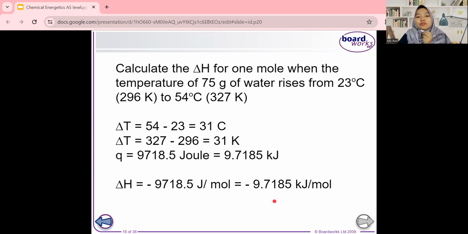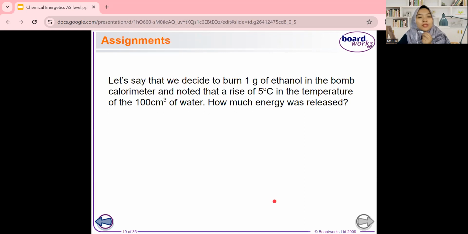Okay, if you're confused, do not hesitate to ask me. And for your homework, I leave you this question so you can try to solve it to master this topic. So please try to answer this question. Okay, so I think that's enough for today.